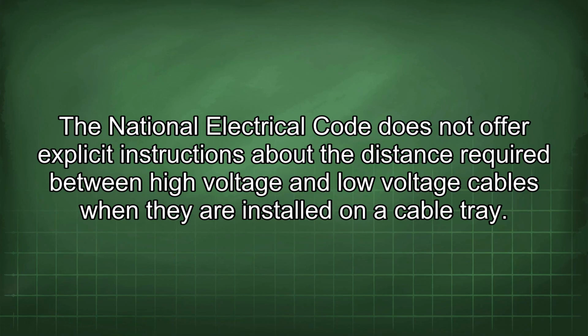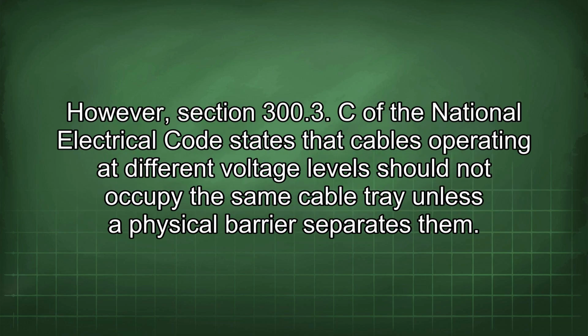The National Electrical Code does not offer explicit instructions about the distance required between high voltage and low voltage cables when they are installed on a cable tray. However, Section 300.3(C) of the National Electrical Code states that cables operating at different voltage levels should not occupy the same cable tray unless a physical barrier separates them.